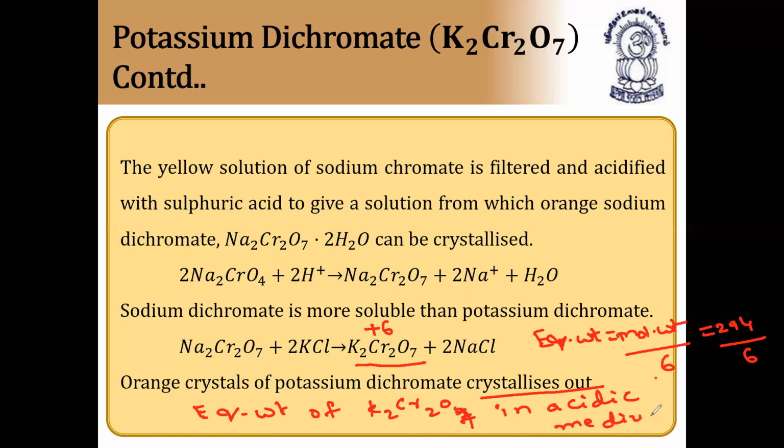It is equal to the molecular weight by 6. This is very, very important. So this is the preparation of potassium dichromate. What is the color of potassium dichromate? Orange color crystals. Orange crystals of potassium dichromate are formed.